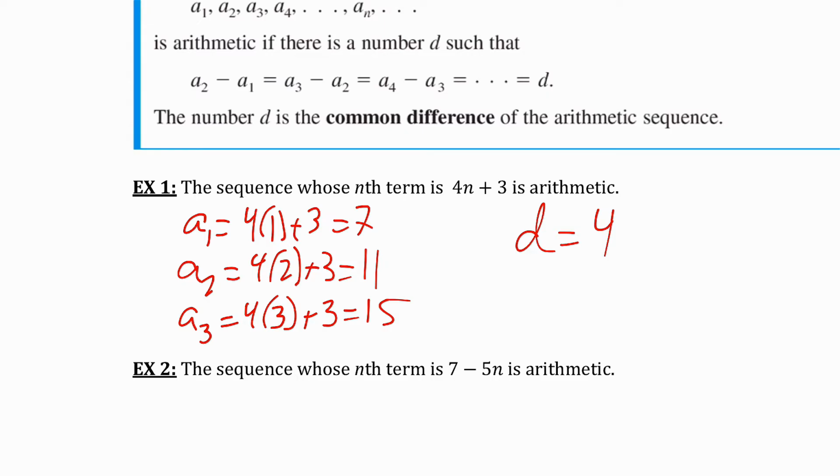One other piece of information I'm going to encourage us to start identifying is a sub 1 in any given sequence. In this case, it's 7.